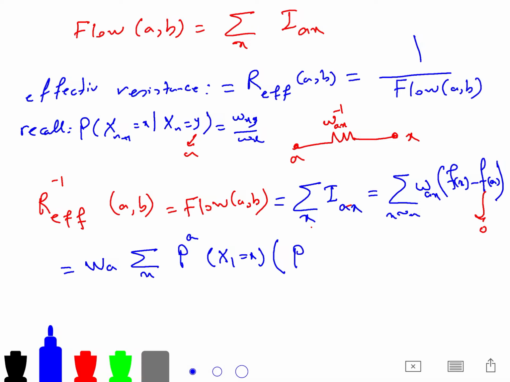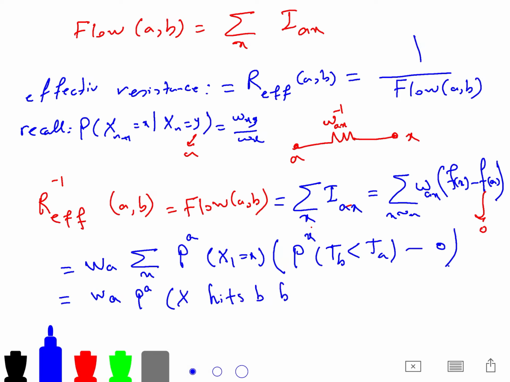What is f of x? It is the probability that T_b is less than T_a, minus f of a. What is f of a? It is 0. So finally, using the Markov property, we can say that this is w_A times the probability that the walk starting from a hits b before its first return to A.